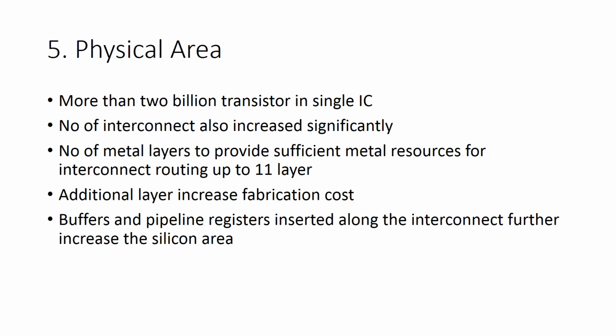And the fifth one is physical area. More than 2 billion transistors are there in a single IC. The number of interconnects has also increased significantly over a period of time. The number of metal layers to provide sufficient metal resources therefore also needs to be increased, and that is why area is increasing. Additional layers increase fabrication cost. So area is very important because it is cost. Buffers and pipeline registers inserted along the interconnect further increase the silicon area.